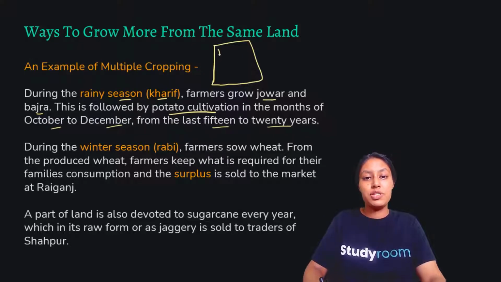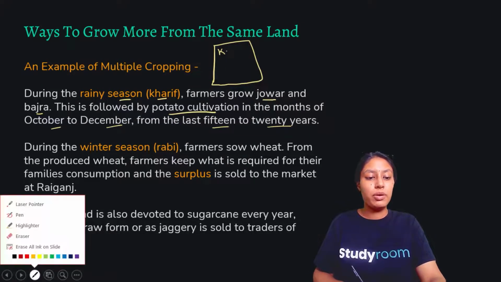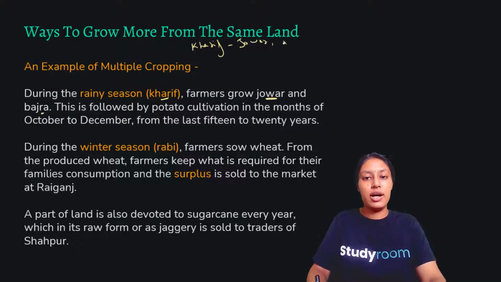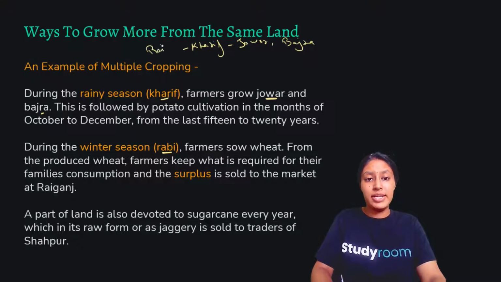So first we have the kharif crop. What do farmers grow in this crop? In the kharif crop, it is jowar and bajra, these two crops, majorly jowar and bajra. Kharif is known as the crop of the rainy season. So it's the rainy season.